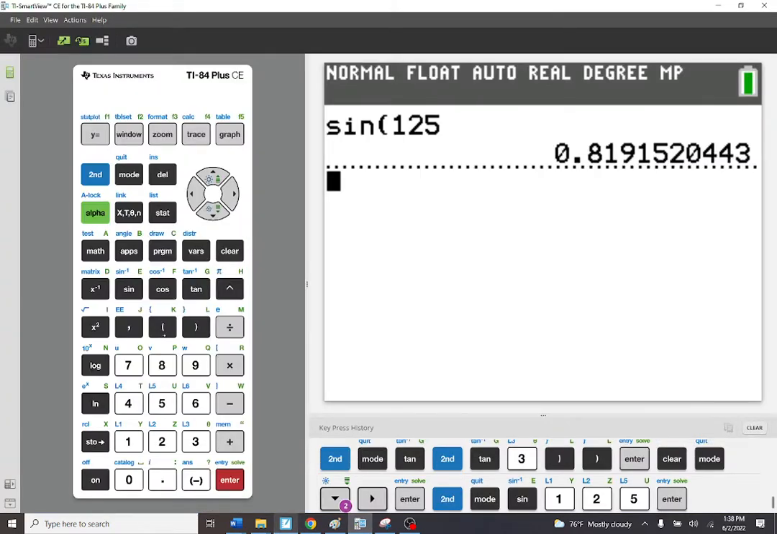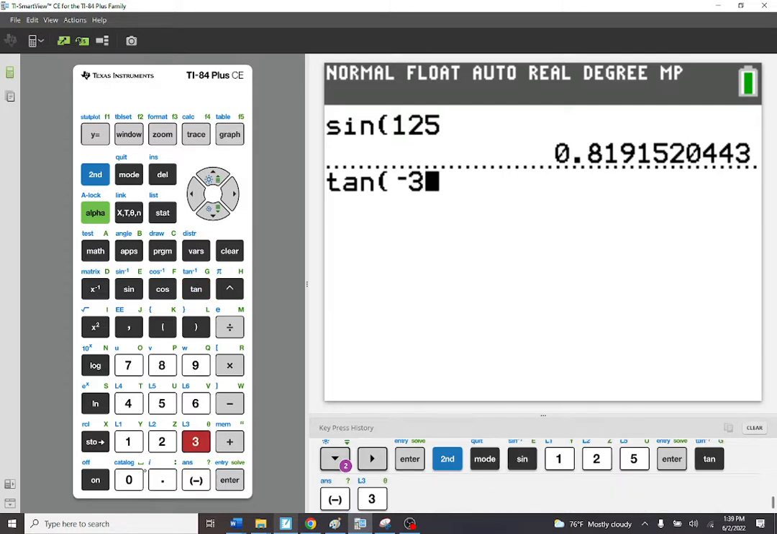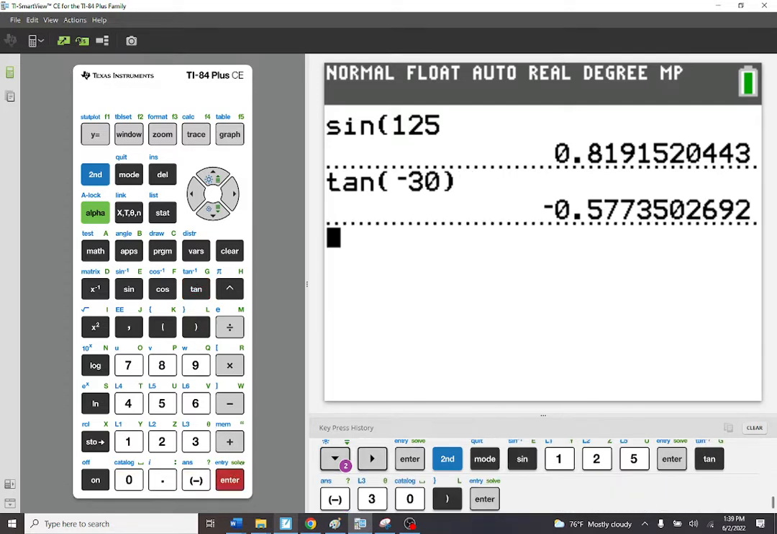Number 4 is tan of negative 30. So when you click a negative button here, don't click the minus sign. Those are different in the calculator. You want to click the button underneath 3. So negative 30. Should be that. We'll do negative 0.58.